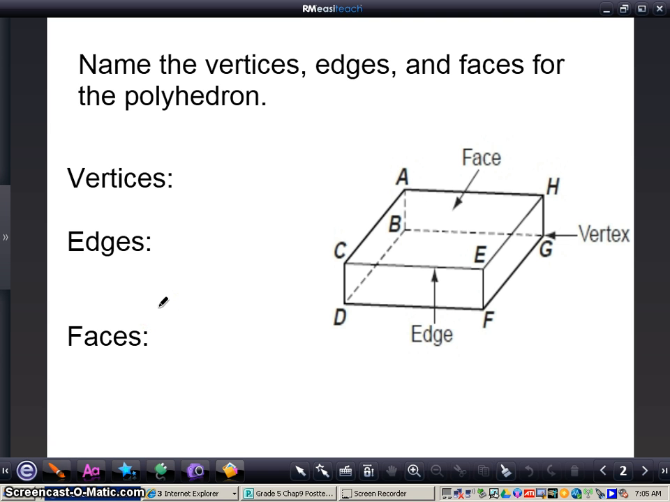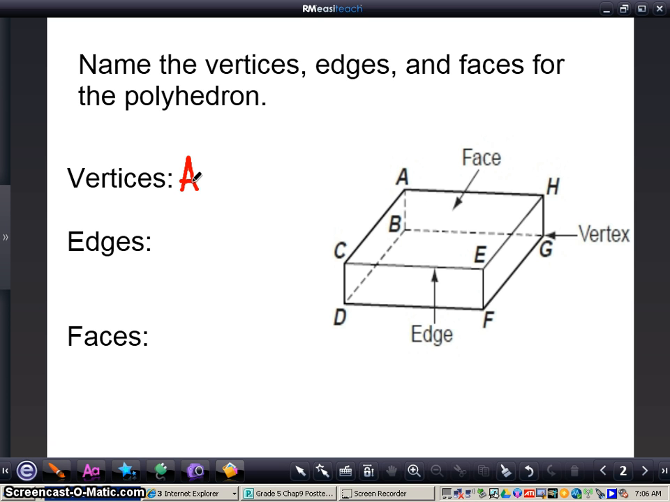Now we're going to take a look at naming vertices, edges, and faces for polyhedrons. What we have here is a rectangular prism. First of all, naming the vertices. That's a pretty easy thing to do, because any point or any vertex on the polyhedron is labeled with a letter. So what we do is just simply write the letters down, and those are the vertices. We can take a look at this shape. We can see we have the letter A. Whenever you're naming a vertex, you are just writing the letter, and that's it.